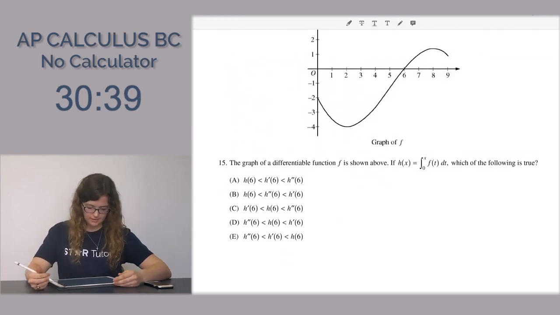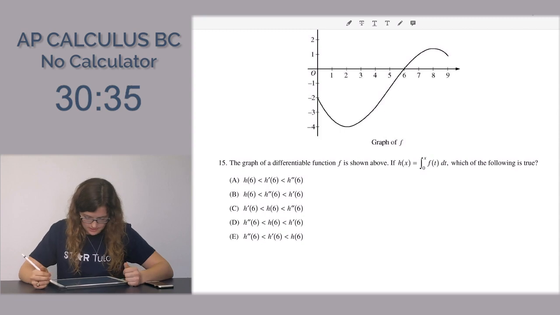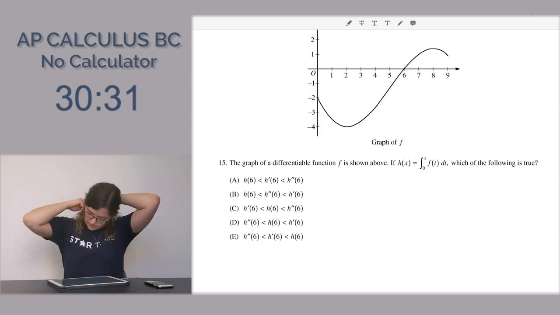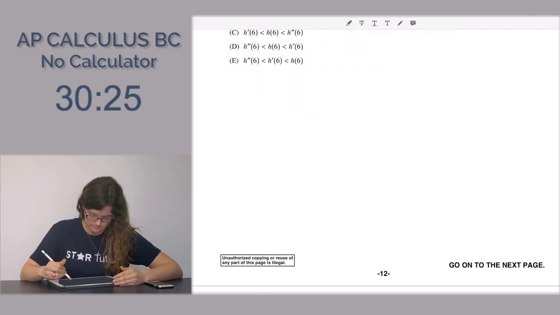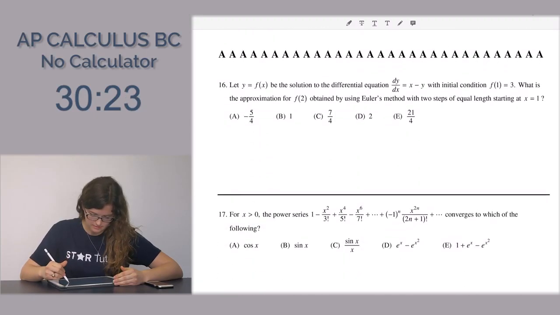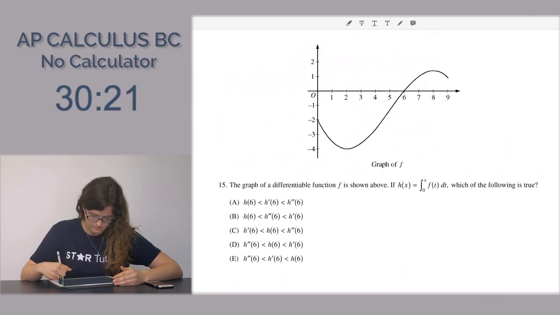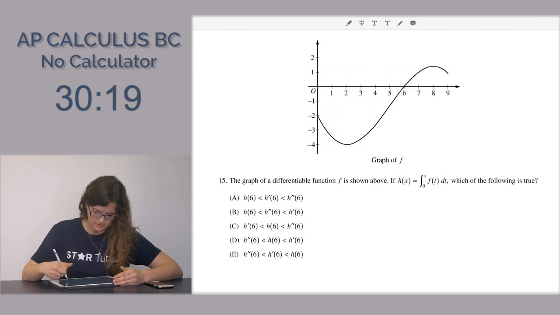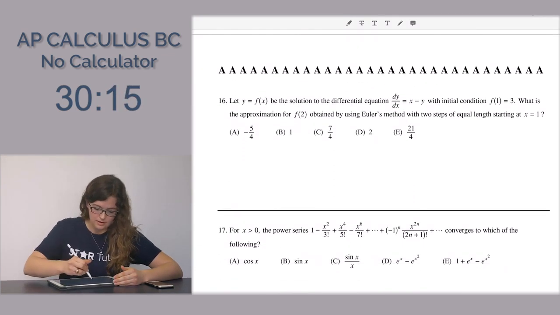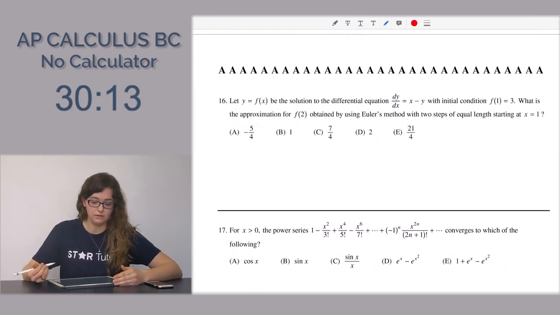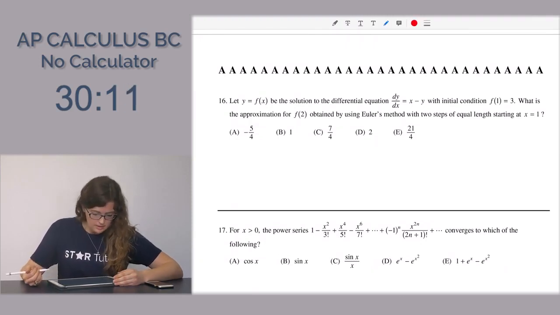The graph of a differentiable function f is shown above. h of x is the integral from 0 to x of f of t. Which of the following statements is true? I don't know if I want to do that one right now. It's not going to be so hard, but I'm going to skip that one too and come back to it, because this first time I'm just trying to maximize my points.